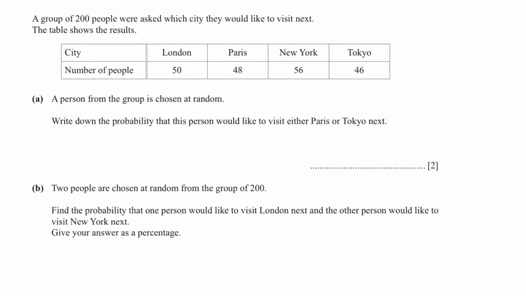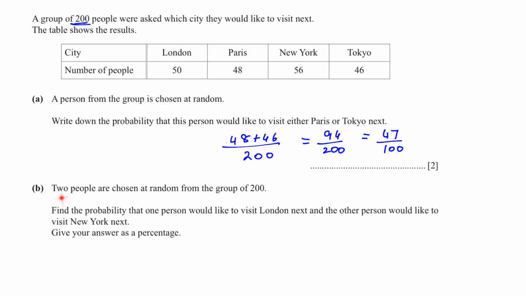We are going to add them together, 48 plus 46, and divide by the frequency. What is our frequency? Total number of people, which is 200. And we will have 94 over 200, which is 47 over 100.